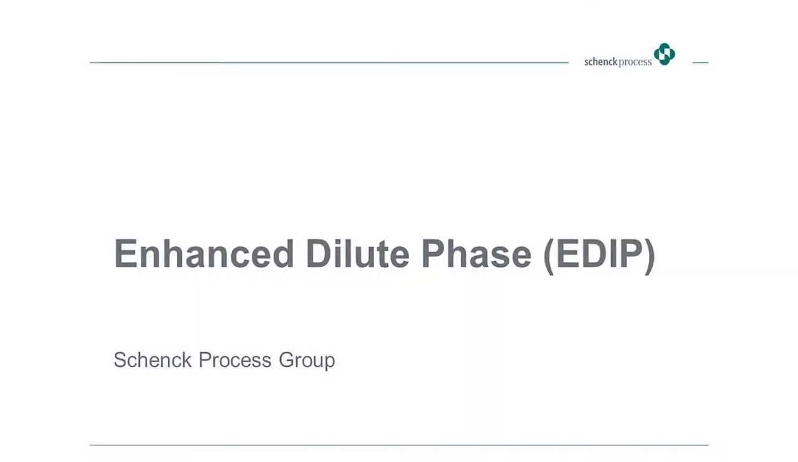Enhanced dilute phase, or EDIP for short, is a novel method for operating dilute phase systems. The typical dilute phase system uses the worst case conditions for the system design, such as highest rate and longest distance, to determine what speed to operate the blower. The blower is then set up to deliver this max condition, which ensures there will always be enough air when it's operated in the field.